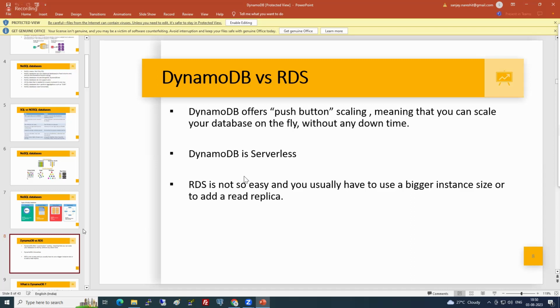So DynamoDB is serverless. Directly you create a table and the performance of the table will automatically be taken care of by AWS.